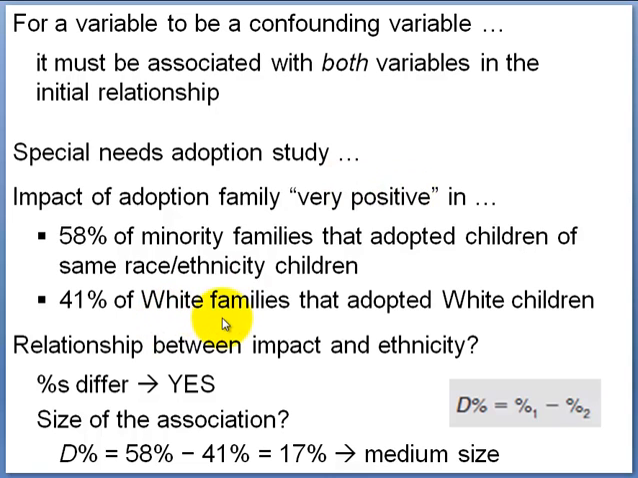In white families that adopted white children, 41% of respondents responded very positive. Hence, there was indeed a relationship between the impact on the family and family ethnicity. This is because the percentages did indeed differ. What is the size of the association that we're looking at here? Let's go ahead and use our straightforward workhorse measure of size of association, the difference in percentages, and it calculates to 17%. So this is, in essence, a medium-sized association.